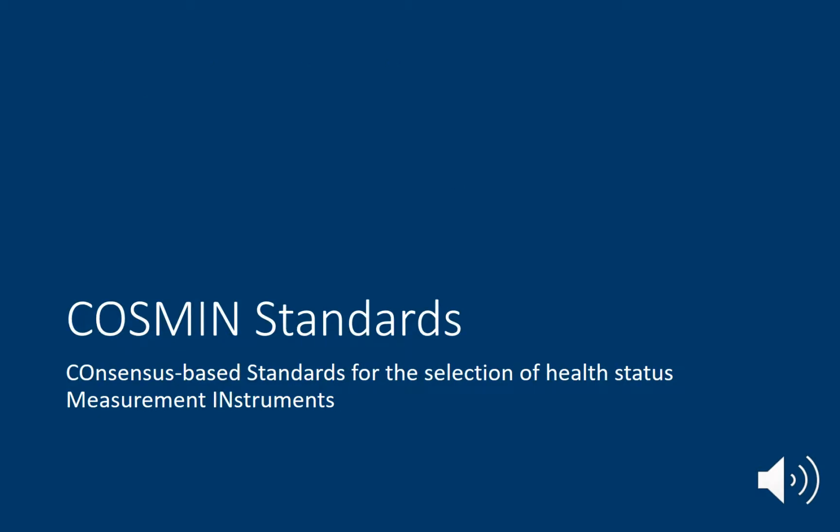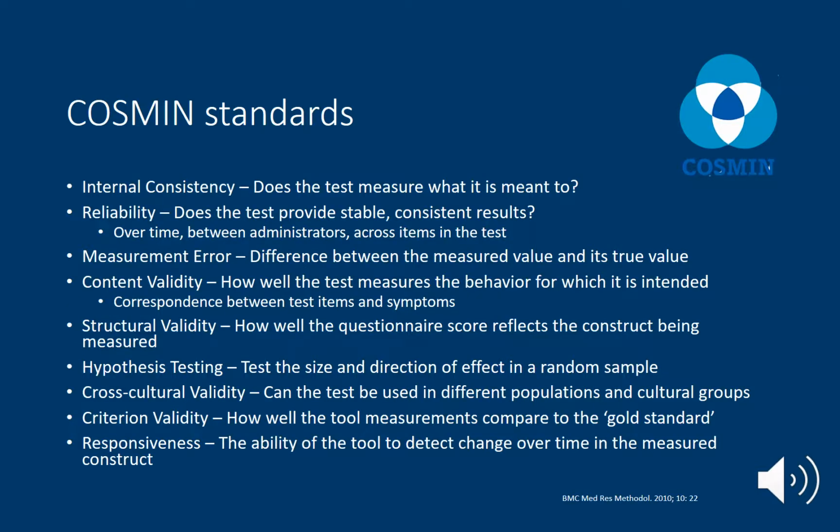So one of the ways that we can evaluate this is through something called the COSMIN standards. That stands for the Consensus-based Standards for the selection of health Status Measurement INstruments. Now, what are they? COSMIN standards has a series of ways in which we can essentially evaluate the scientific rigor of an evaluation.